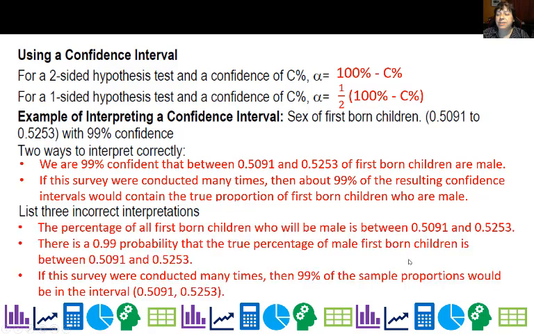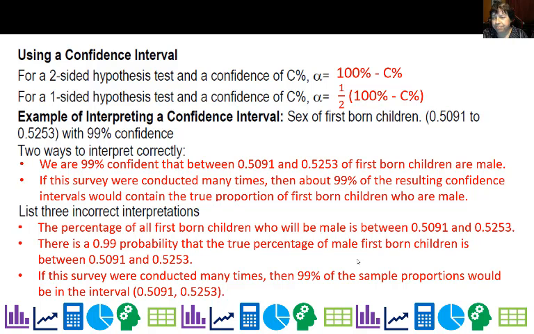Now, you really don't want to say these. The percentage of all firstborn children who will be male is between 0.5091 and 0.5253. You're only 99% confident. You don't know that that's actually going to happen. There is a 0.99 probability that the true percentage of male firstborn children is between those two numbers. Technically, the true percentage is already a number. It's not hopping around and uncertain whether it's going to be in your interval or not. It is where it is. If this survey were conducted many times, then 99% of the sample proportions would be in the interval. No, we don't say that other sample intervals are going to match our interval.